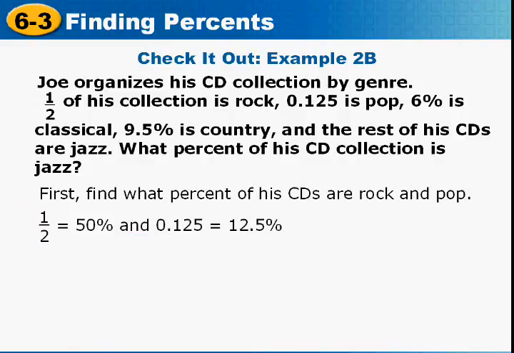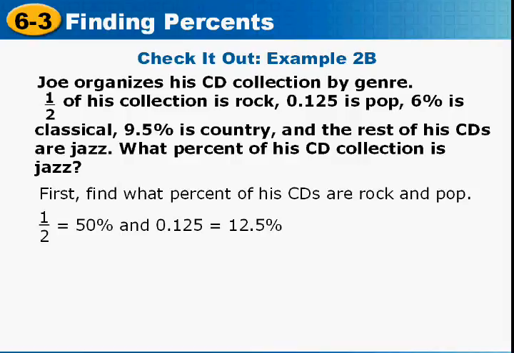Half of his collection is rock. Half is 50%. If you did not know that, top in, bottom out, 1 divided by 2. Move the decimal 2 places right. You get 50%. 125,000ths, move the decimal 2 places right. You end up with 12.5%.